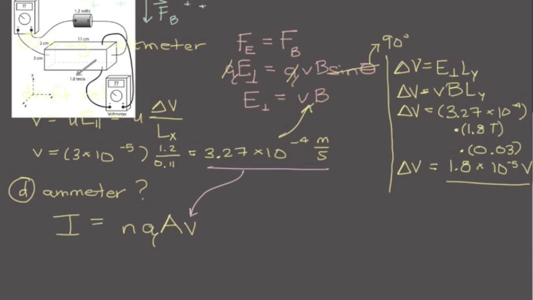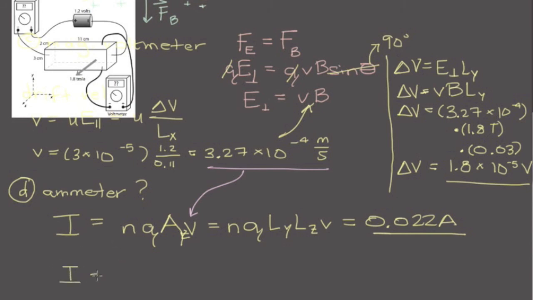Now, the area is a little bit tricky. Which area do we use? We're going to use the cross-sectional area of this rectangle. So this is going to be the area in the YZ direction, if you prefer. So this is going to be N Q, L in the Y direction, L in the Z direction, times our drift velocity. And if you plug everything in that's given to you, you should get 0.022 amps.